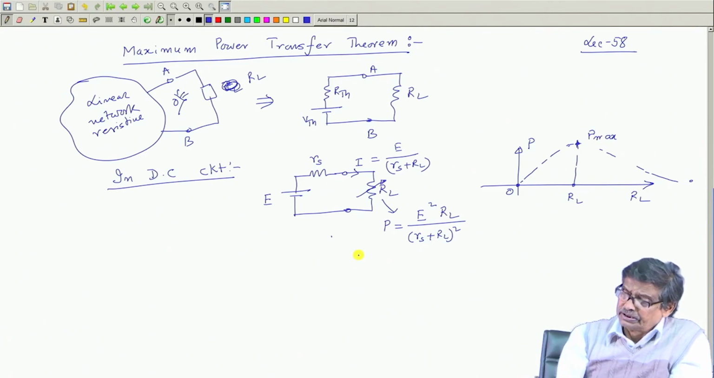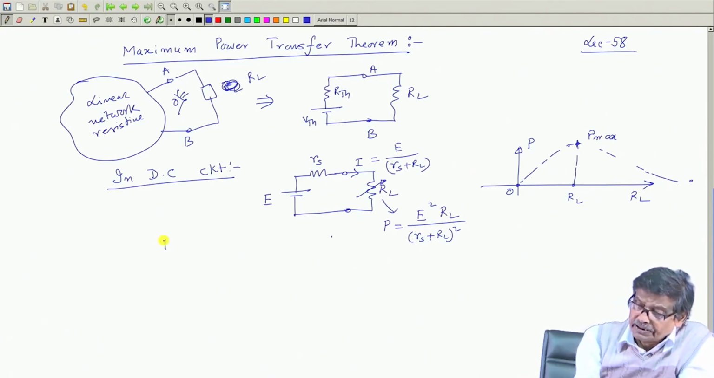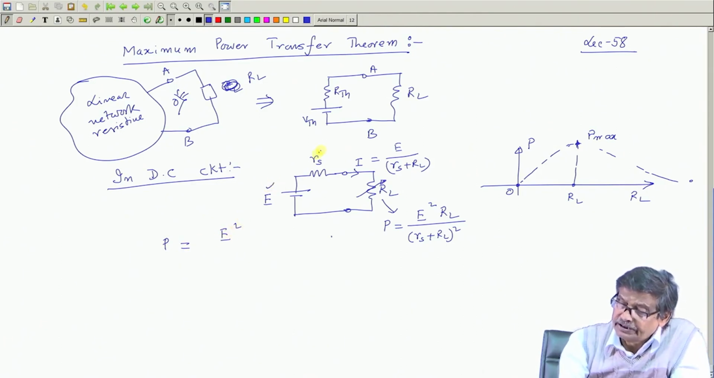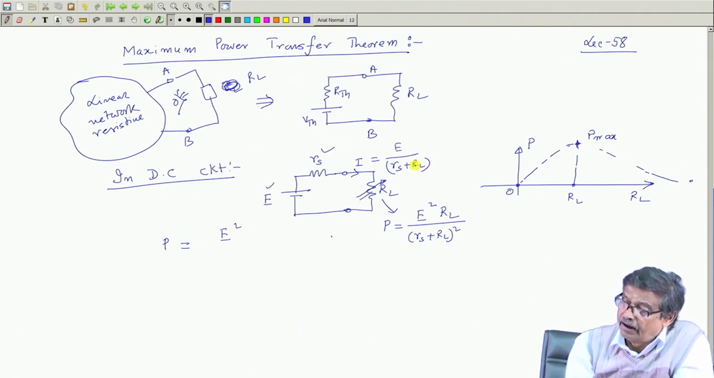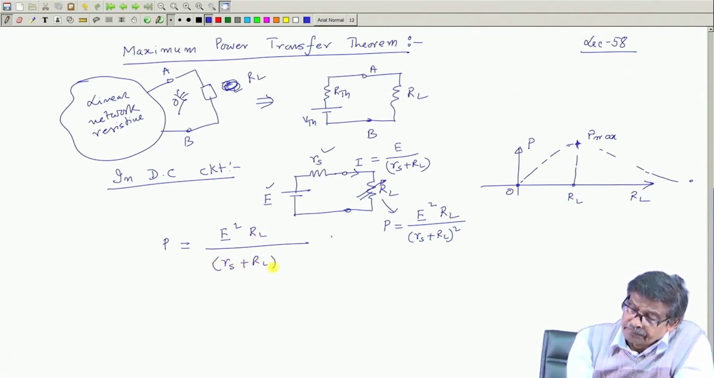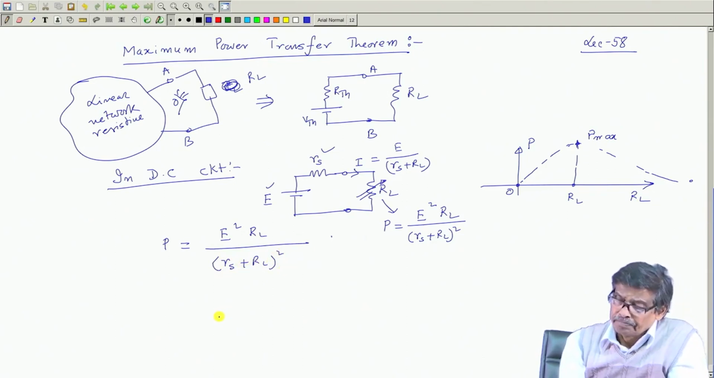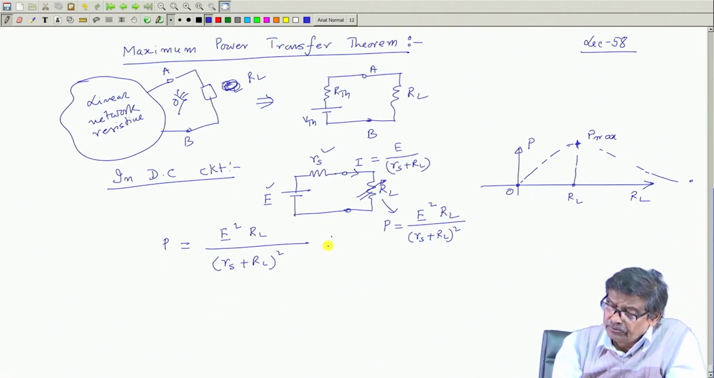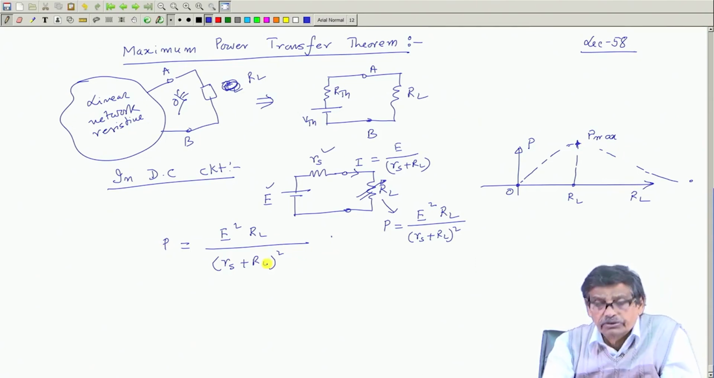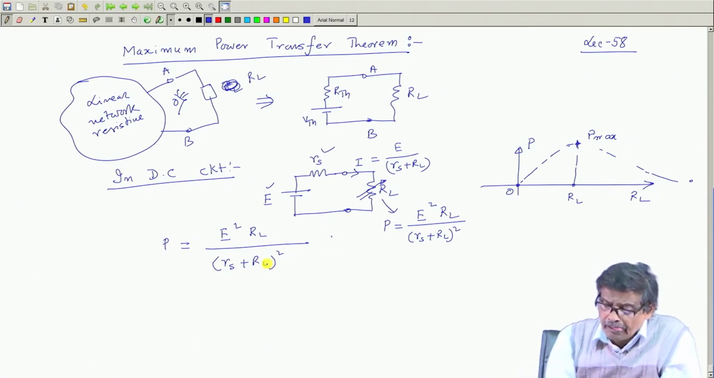The answer to this question is very simple. P is equal to E square; mind you, E is constant, RS is constant, you are varying RL only. So, E square into RL divided by RS plus RL whole square is the expression of the power. Now, it looks like you differentiate this, dP by dRL, equate it to 0, you will get the value of RL.